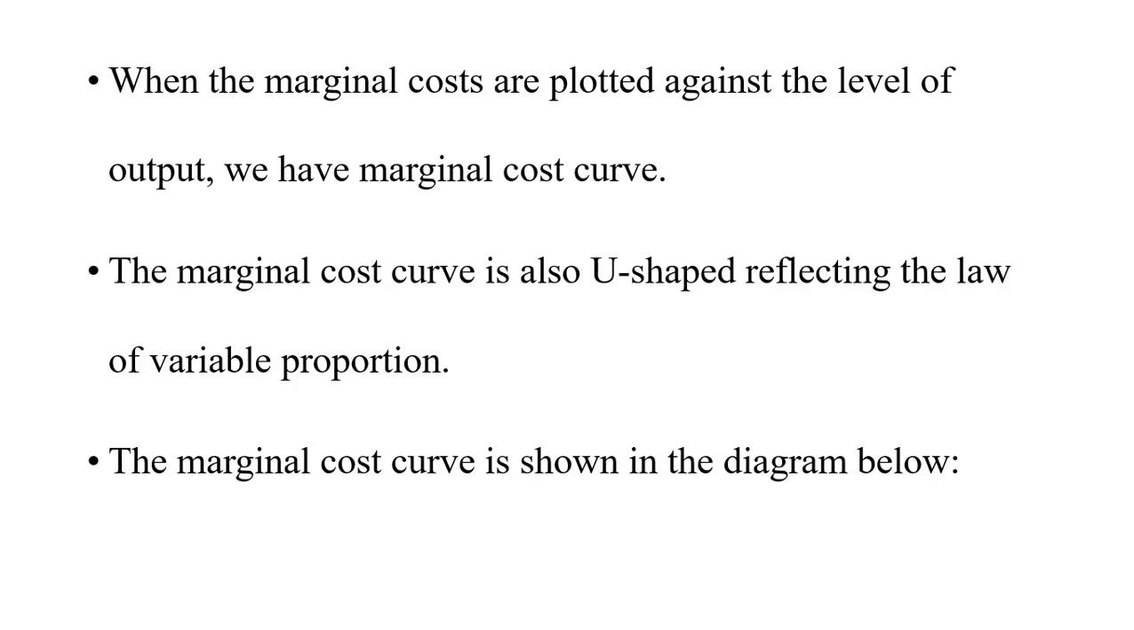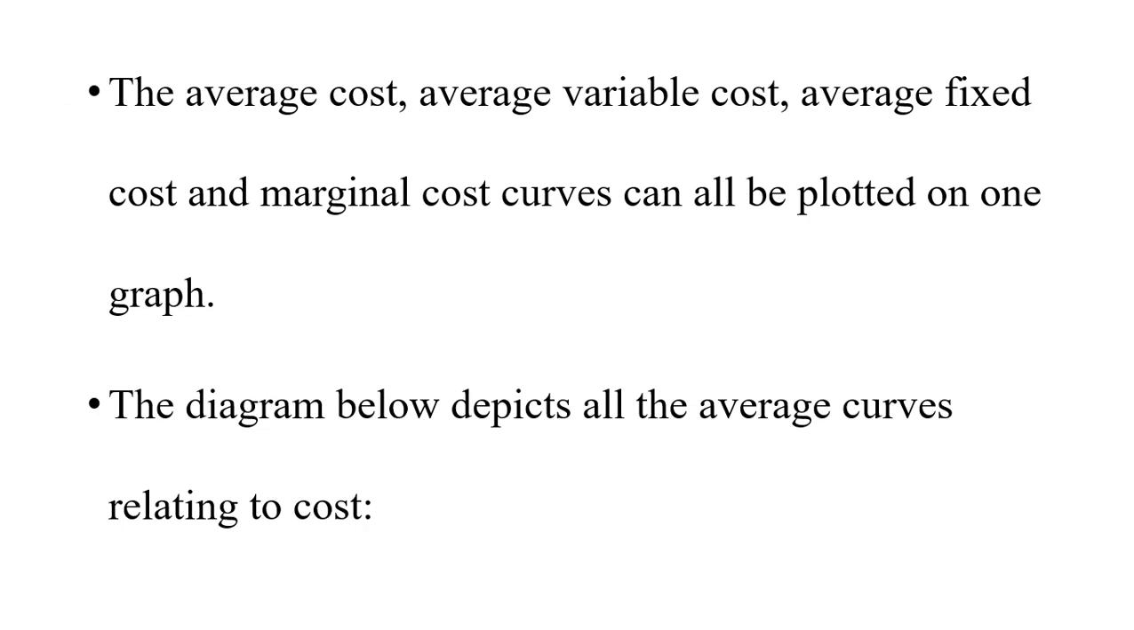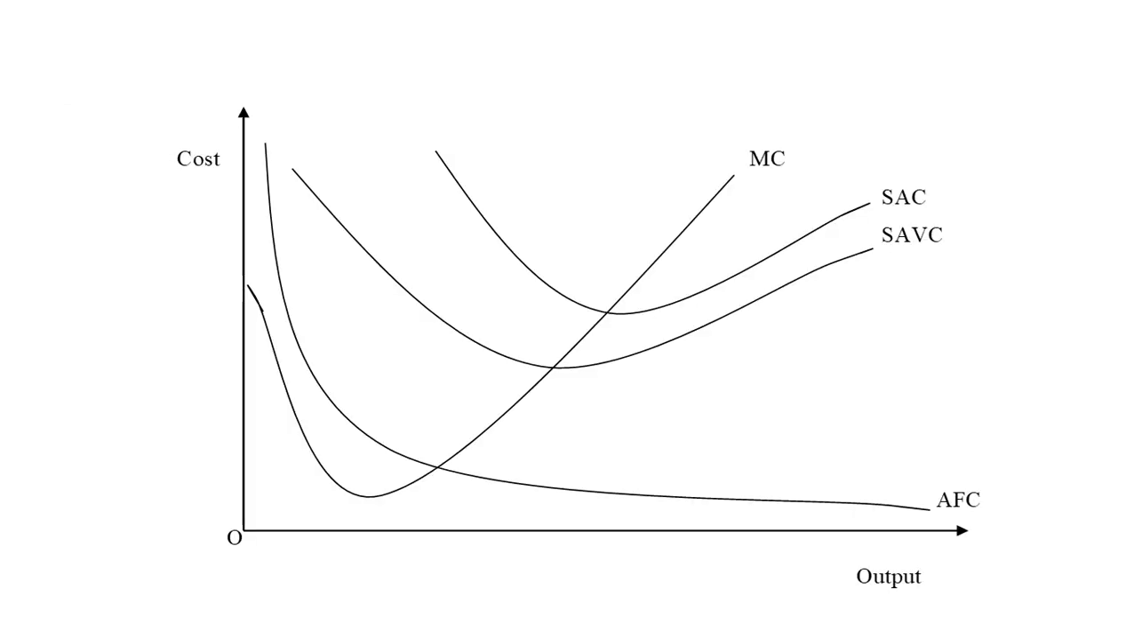So when the marginal costs are plotted against the level of output, we have what we call the marginal cost curve. The marginal cost curve is also U-shaped, reflecting the law of variable proportion. So this is the graph of the marginal cost curve. When you put all the graphs together, short run average cost, short run average variable cost, average fixed cost, and the marginal cost curve, you will have something looking like this.